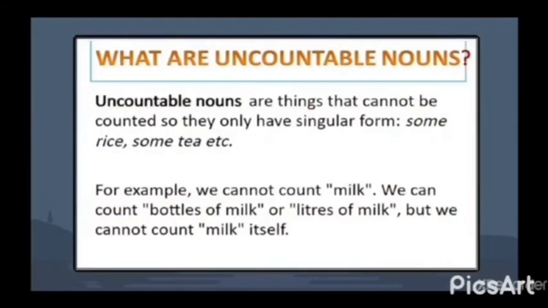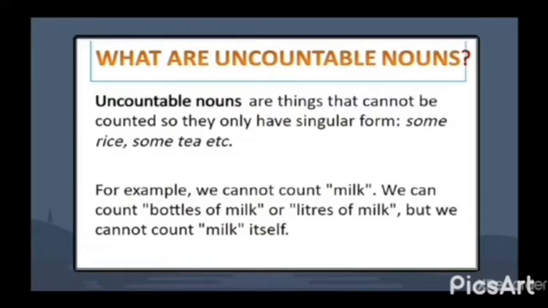Now, what are uncountable nouns? Uncountable nouns are things that cannot be counted, so they only have singular form. Things which you cannot count. Can you count the number of waves? Can you count the hair? No, you cannot count such things. Anything which cannot be counted is an uncountable noun, and they only have their singular form.